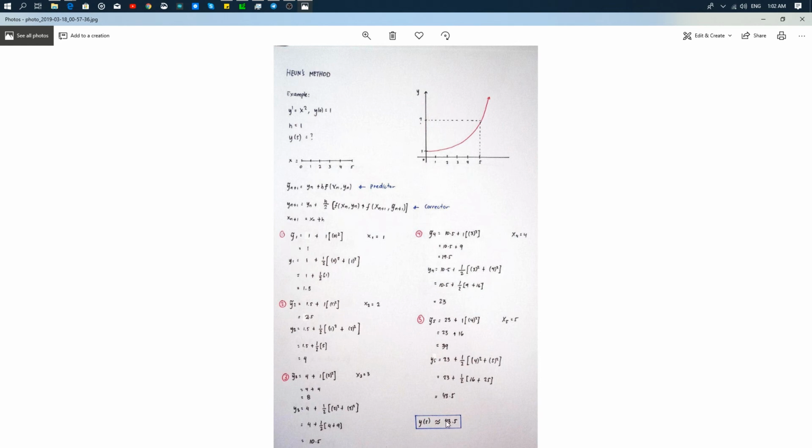This is an approximation, also known as what I've said earlier, a numerical approach in solving ODE. And I think at this point, we have just solved it.